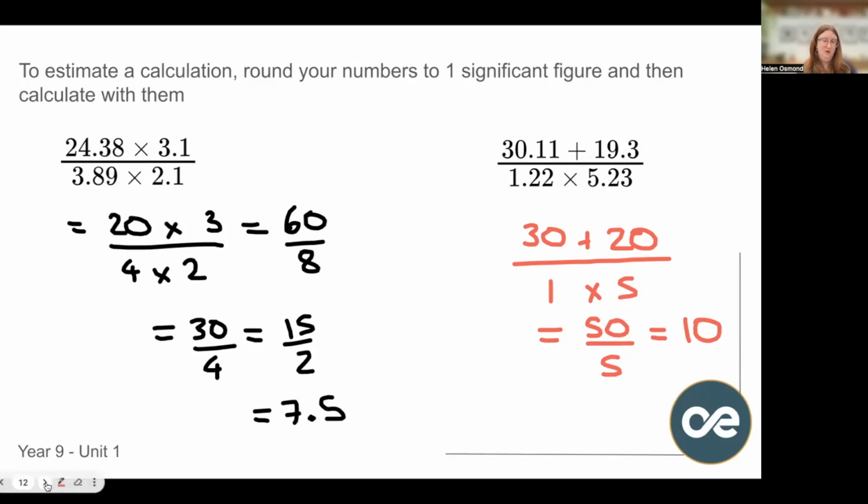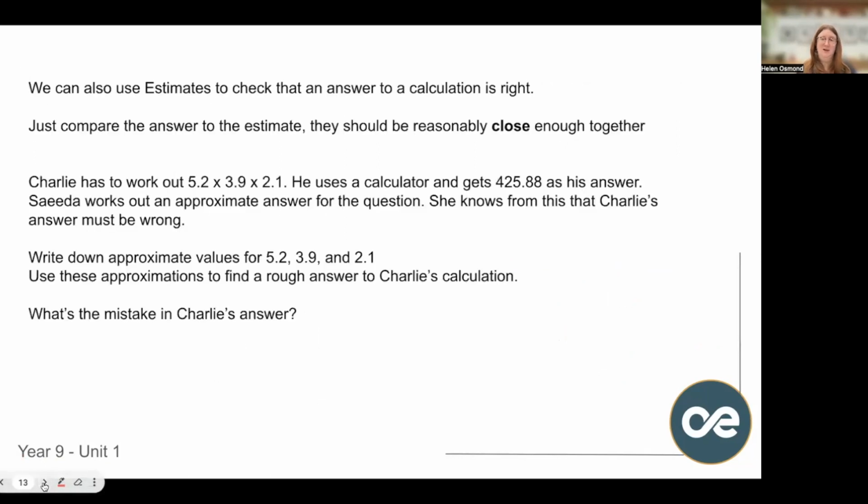We can also do estimates to work out if a calculation is right. So if we have a yucky calculation to do, and particularly something that is on a non-calculator test or paper, or we don't have a calculator to hand, we can do the estimates to check that the answer is right. So compare them. If your answer is close to the estimate, or your estimate is close to the answer that's given, or the answer that you worked out using the calculator, you can check you haven't had a typo or a whoopsie moment.